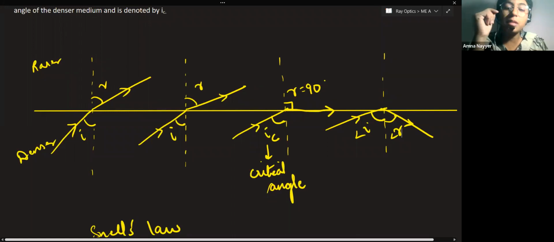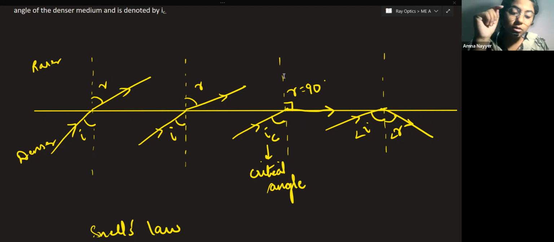Application-based questions are very minute over here, so that becomes difficult to handle. So do practice TIR when we'll do it. But the theory portion also is very essential. Two conditions are present for total internal reflection to occur.